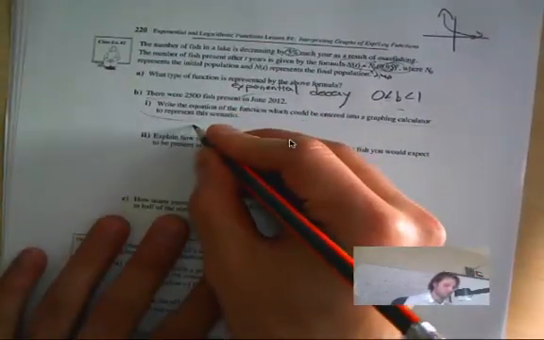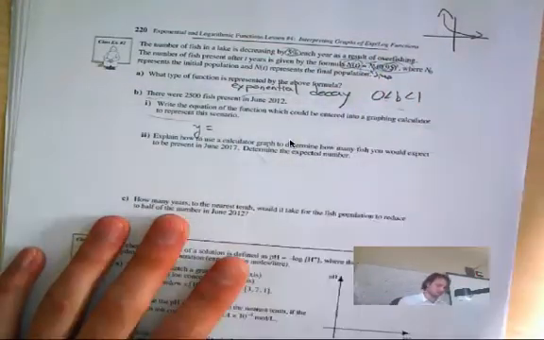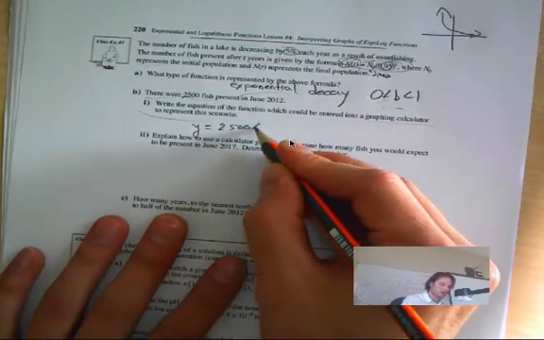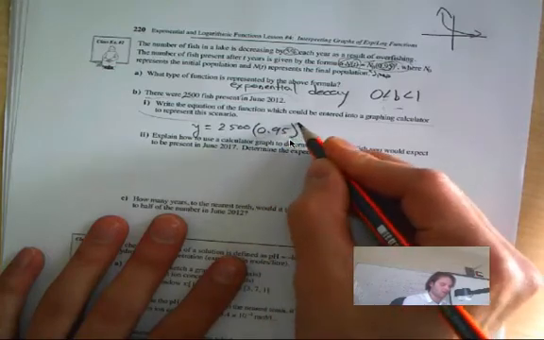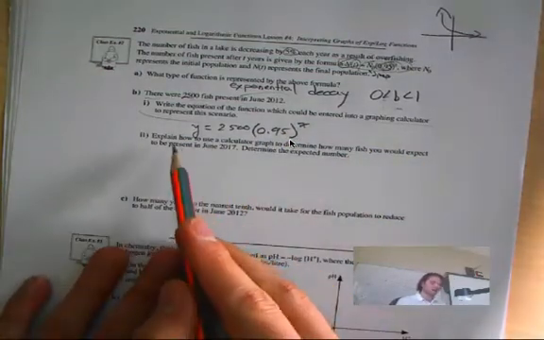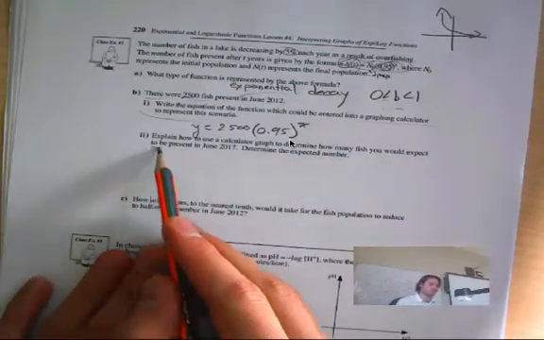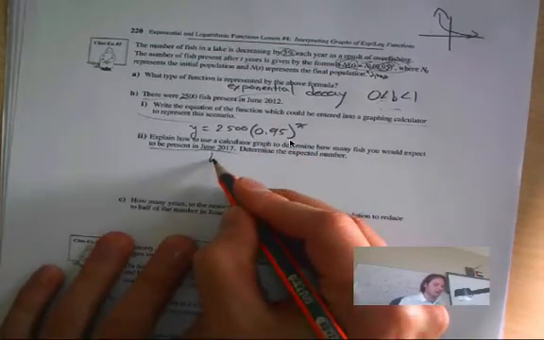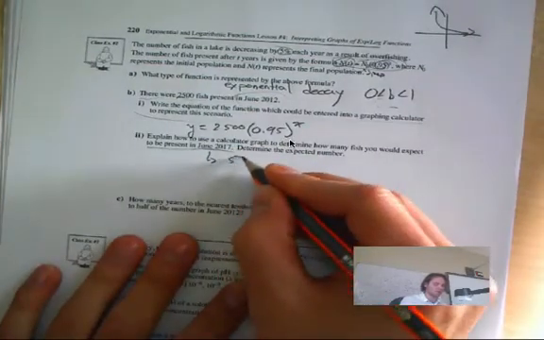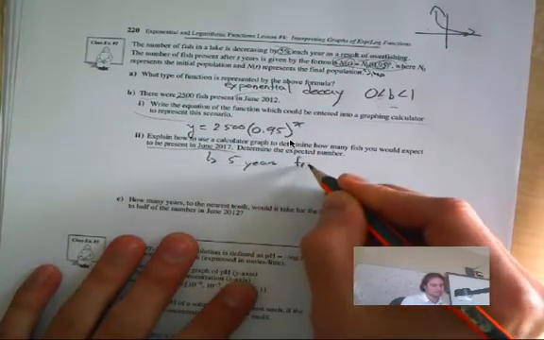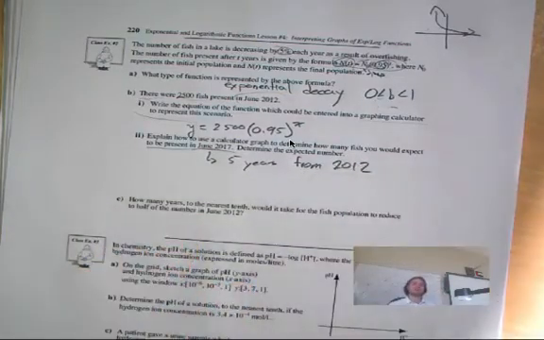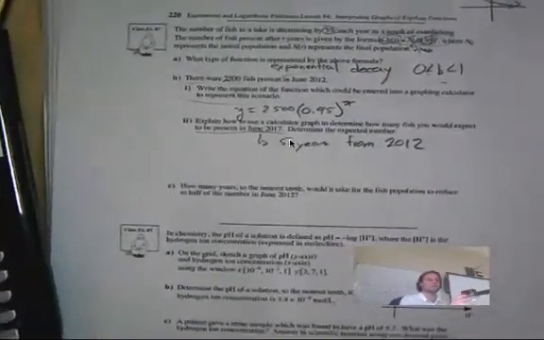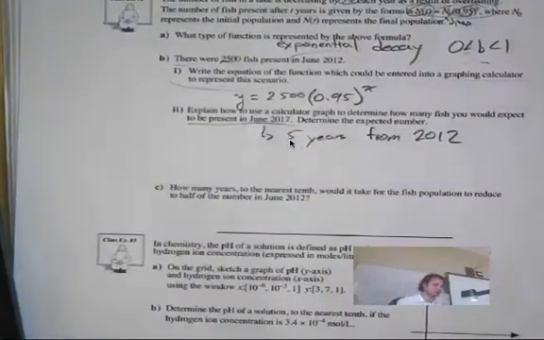Okay, so y is equal to my initial population, which is 2,500, and we have 0.95 to the power of x. That's what we could put into our calculator. Now it says, explain how to use a calculator to determine how many fish you'd expect to be present in June 2017. Well, in June 2017, that is 5 years from 2012. So what I'd have to do then is just trace the value at 5 years. And that's all I have to do.